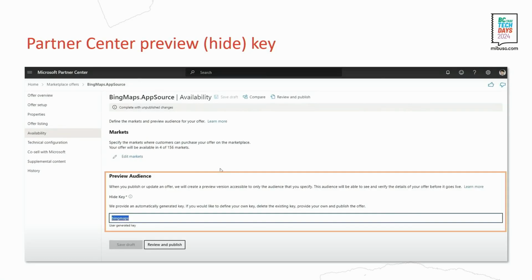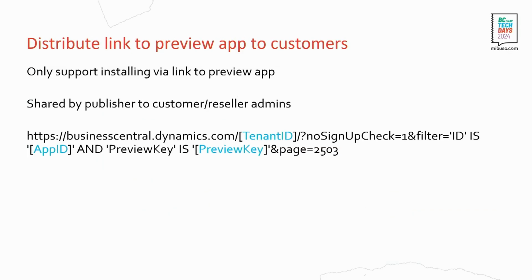Now, the way it works is that in Partner Center, you have to do this before you submit, because the preview key needs to be defined before you submit. In Partner Center, there is a place on the preview audience where you can define what we call a private key. You will also see it called a hide key or a flight key. It's basically like a secret: if you know it, you will get access to install the app. You can use whatever you want, or you can also use the pre-generated string that is in Partner Center.